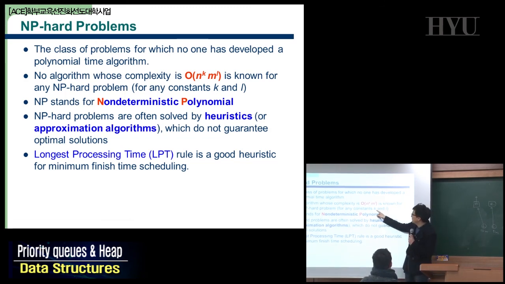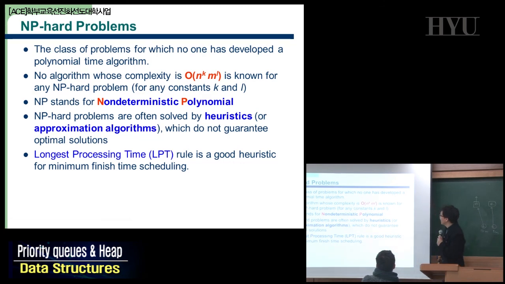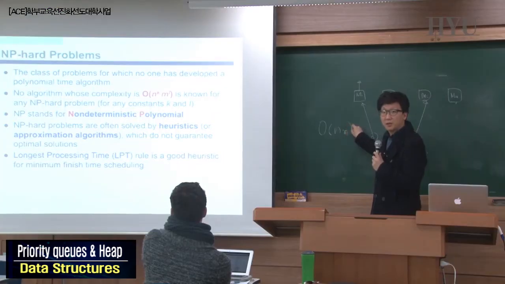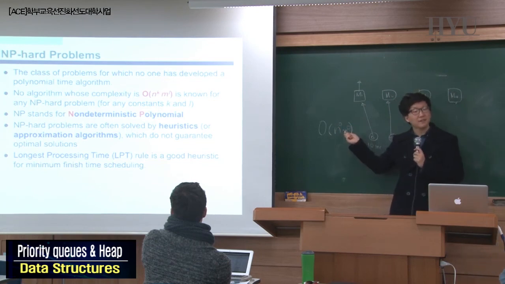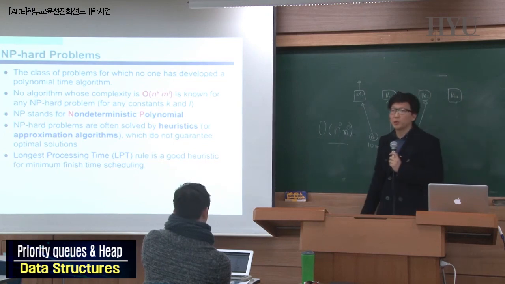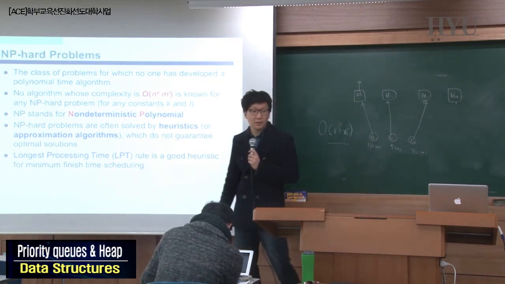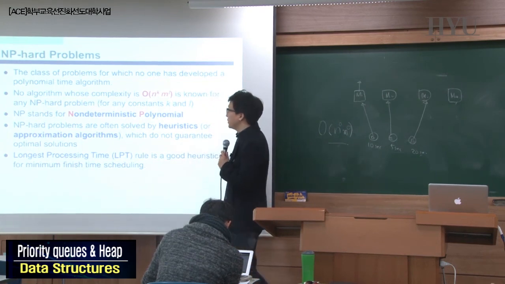So for any constants k and l, I'm sorry. Let's assume that n is the number of machines and m is the number of jobs. I cannot find out any bound. I don't know what number should be in there. There is no way to find out. So I don't know the time complexity boundaries for this type of problem. That is something called NP-hard problems.